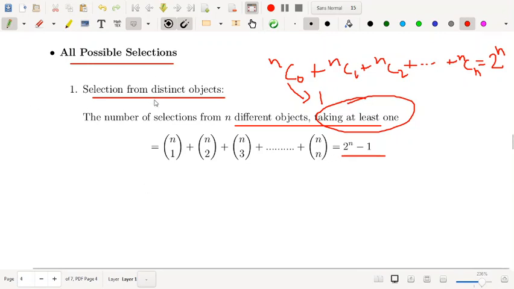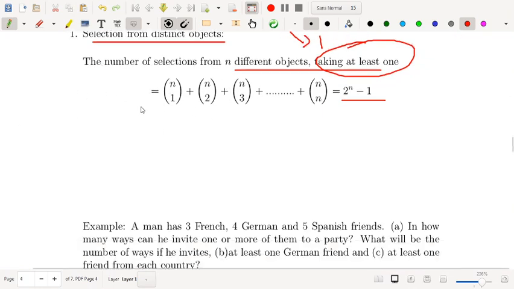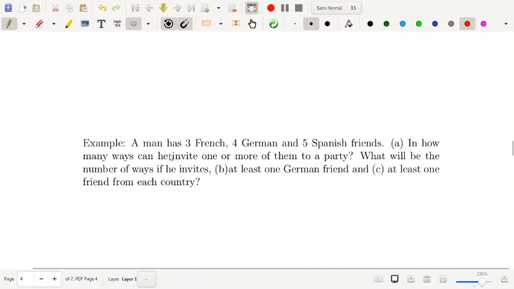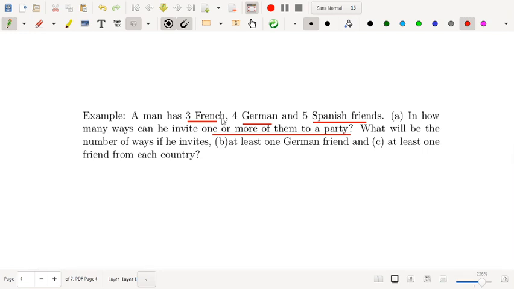I will give you an example on that. So if you do number of selections of different objects taking at least one. So I am discussing one problem. A man has 3 French, 4 German, 5 Spanish friends. In how many ways can he invite one or more of them to a party? So you see, French people are different actually. Maybe they are French, but they are different. Maybe they are German, they are different. Maybe they are Spanish, they are different. We are Indian, but we are different. So people are different. So we are dealing with different friends. So I want to invite my friends to my party. So how many ways can you invite one or more of them to a party?